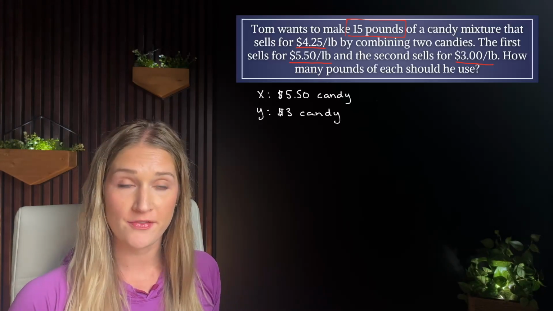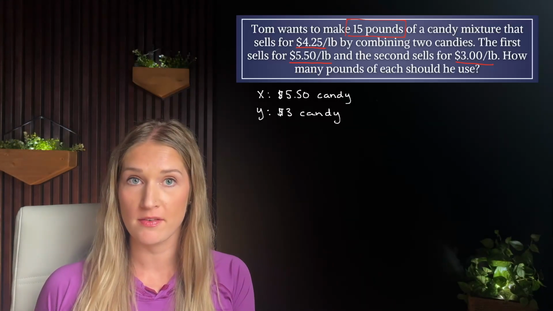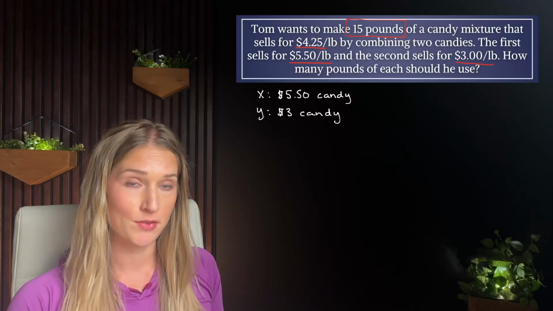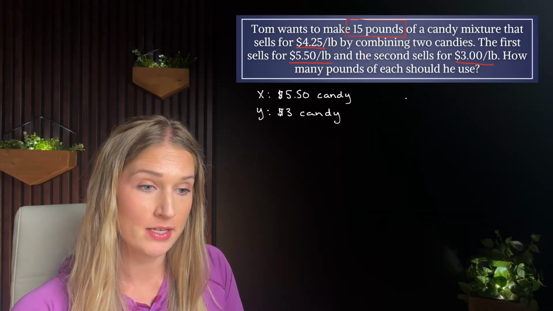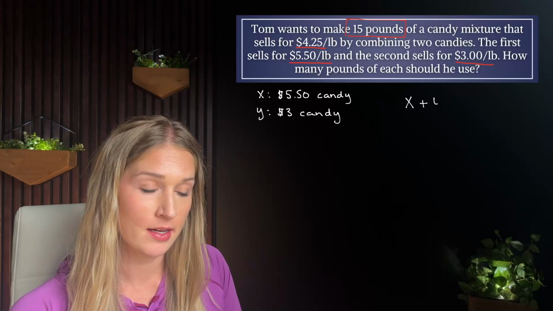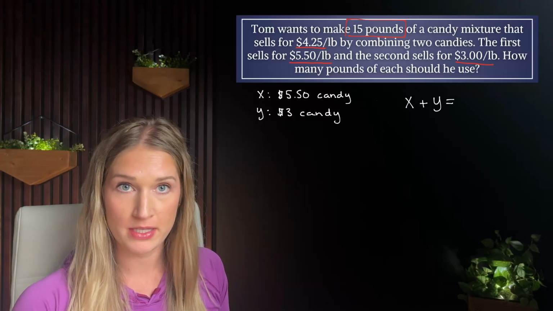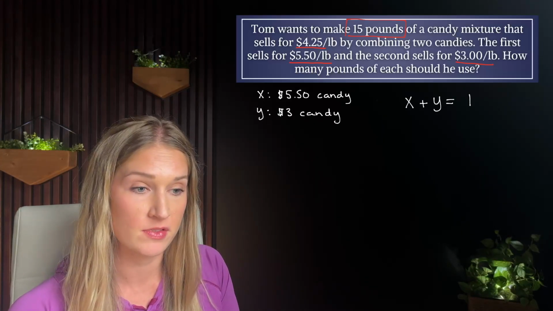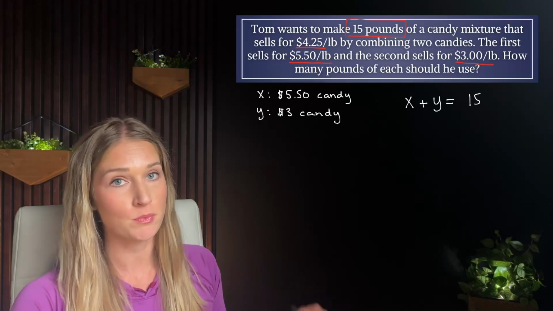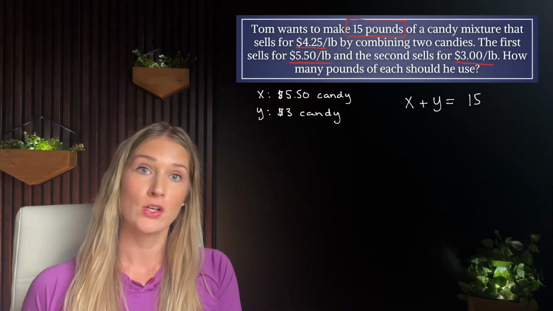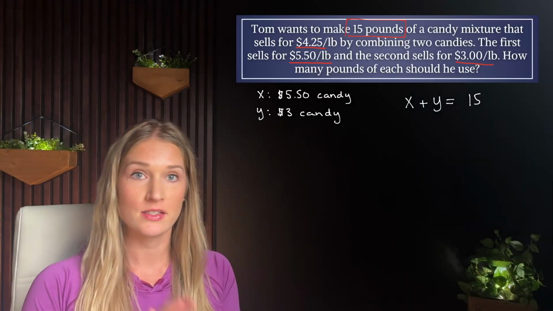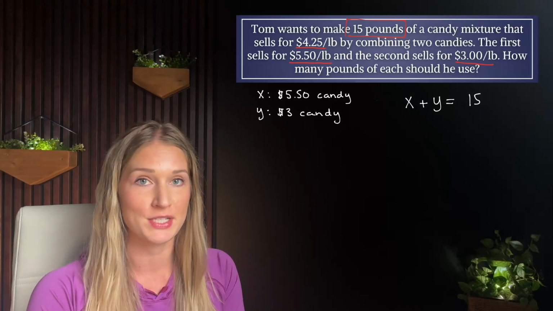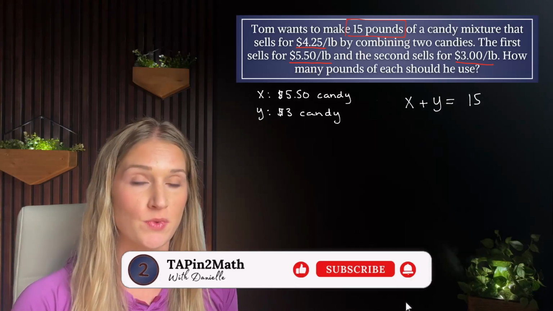So I know that if I'm using X pounds of the $5.50 candy and Y pounds of the $3 candy, if I add those weights together, X plus Y, I'm going to get the total amount of weight that we want to end up with, which is the 15 pounds. So you pour a bunch of one candy in, you pour a bunch of the other candy in, together those weights make 15 pounds. That's the equation we just wrote here.